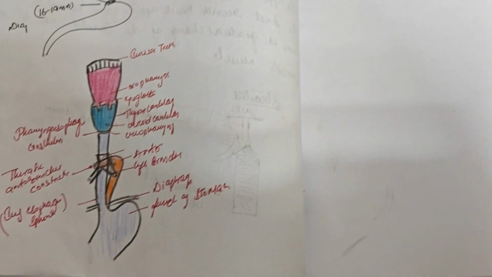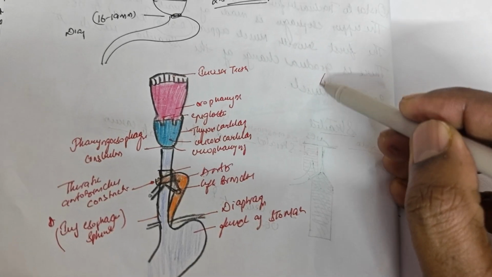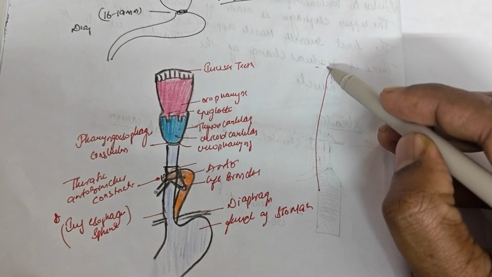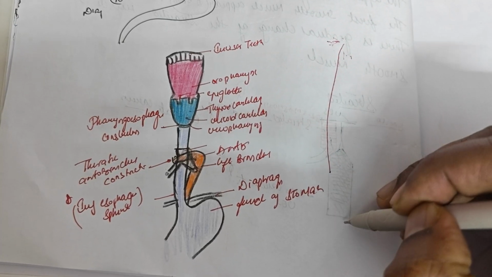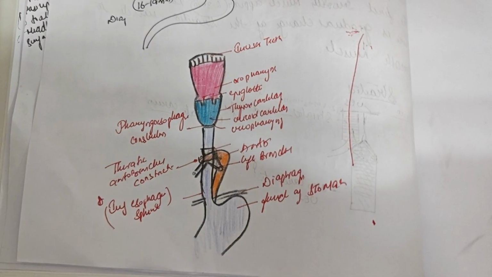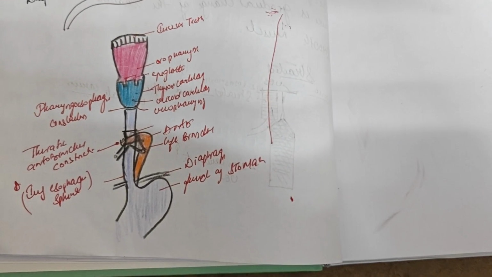Now, what is it trying to tell? If you look into the diagram here, I have drawn directions in centimeters from the incisors, moving down. What happens? You have 3 constrictions which we need to understand. What are the 3 constrictions here?